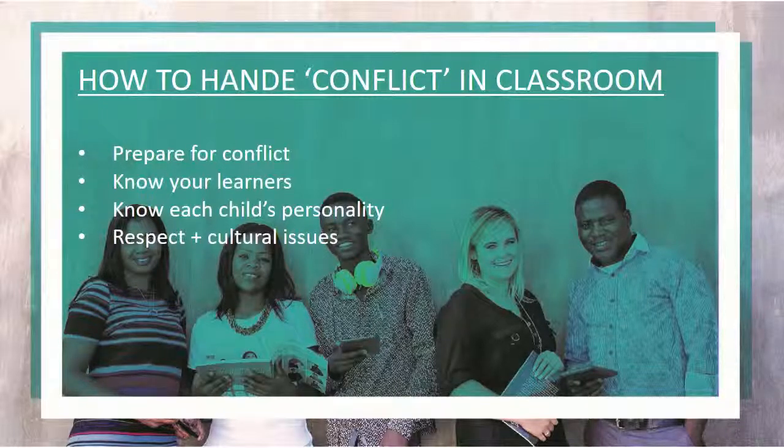Then number 3 says you must know each child's personality. Like I said now, this one has a very strong personality, is a leader. That one is a shy person. Or these people just don't want to give their input. So you must know each child's personality. Then the last one is respect and cultural issues.